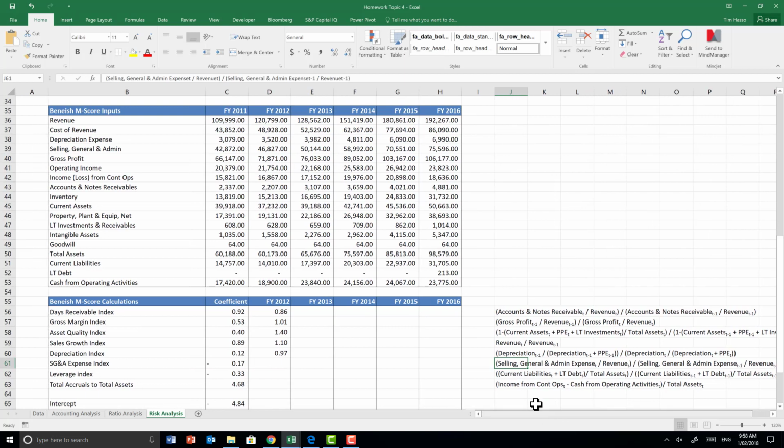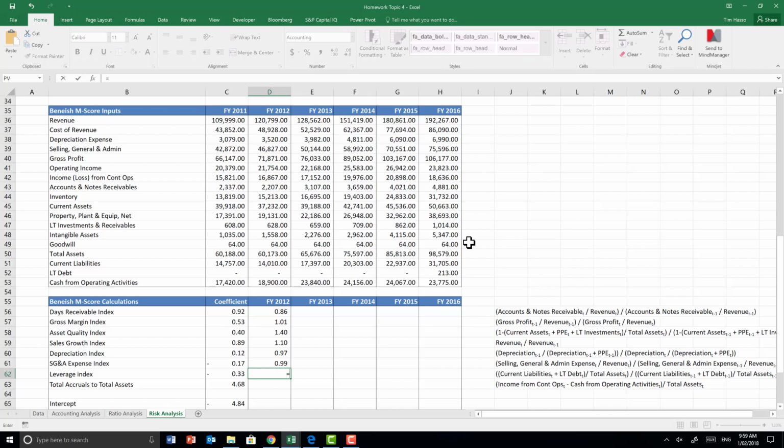In a sense, we see here on the right that it's somewhat long, but again, just try to follow it a bit slowly. So again, equals to, open up a bracket, SG&A expenses for this year. So again, you look for SG&A, selling, general, and admin, divided by revenue this year. Close the bracket, divided by the same formula but for the previous year. So again, SG&A divided by revenue, close the bracket, press enter, and it should be 0.99.